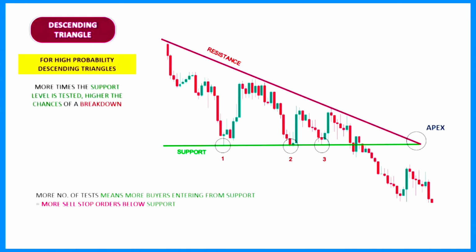The more times price tests the support level, the better. Why? Because repeated tests attract more buyers, which in turn increases the number of stop orders sitting below support. This is exactly what breakout traders want. If price breaks below support, that cluster of stop-loss orders can drive an even stronger move downward.